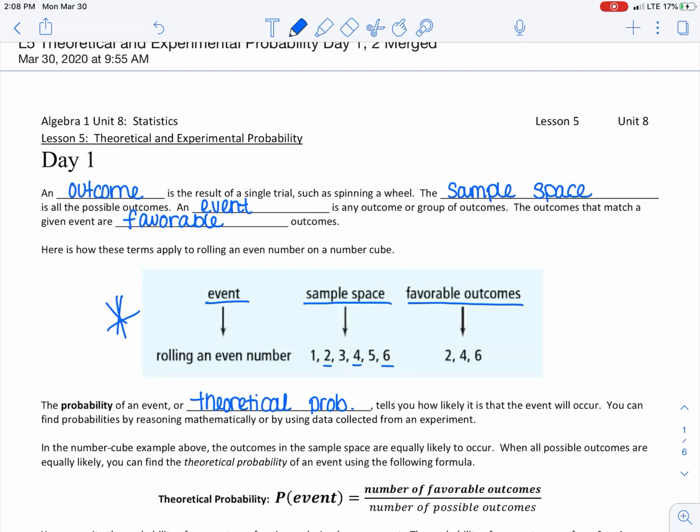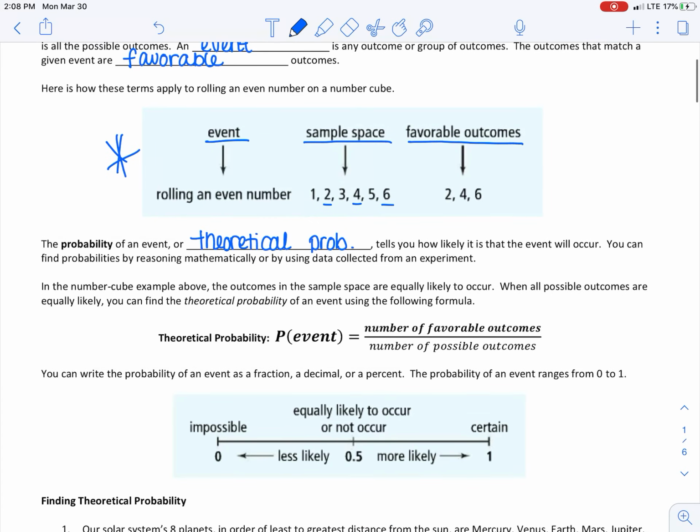So, in this numbered cube example above, the outcomes in the sample space are equally likely to occur. So when all possible outcomes are equally likely, you can find the theoretical probability of an event using this formula. So you're talking about the number of favorable outcomes. If we look above, the only numbers that are favorable are 2, 4, and 6. So that's 3 possible favorable outcomes over all possible outcomes. That's your sample space, how many different outcomes you can get. So there's actually 6 of those. Okay, so your chances of rolling an even number, if you reduce this fraction, is going to be 1/2.